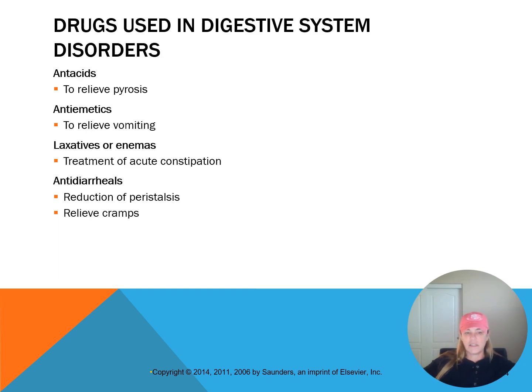Antacids, like we said, antiemetics. The most common antiemetic you're going to find is called Zofran. So that is one common antiemetic that they give people who are having nausea and vomiting, maybe post-operatively. If you have constipation, laxatives and enemas will be used to help treat that constipation. On the other hand, you have antidiarrheals that will work on reducing your peristalsis or relieving your cramps, because when you have diarrhea, your stomach is cramping as that fluid and food moves through your system very, very quickly.